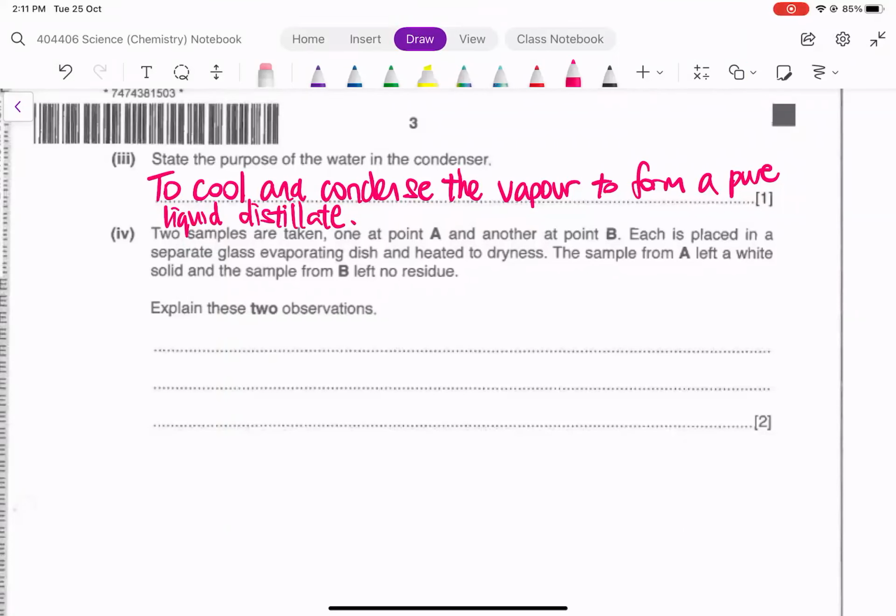So, if I put to form liquid only? No, let's be more specific and say that it's to cool and condense the vapor. All right.